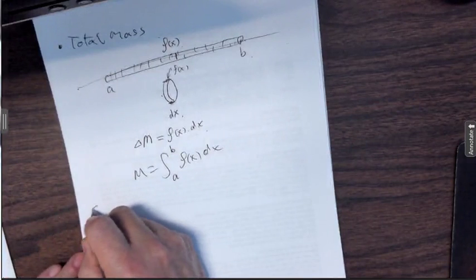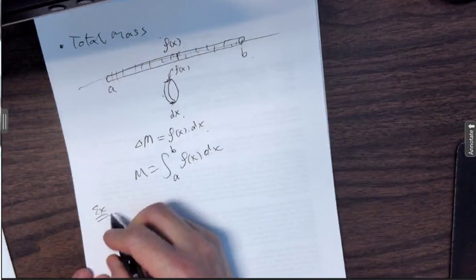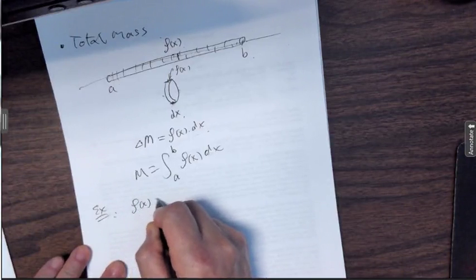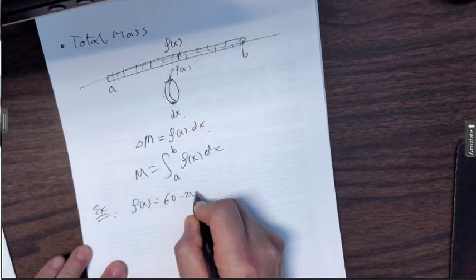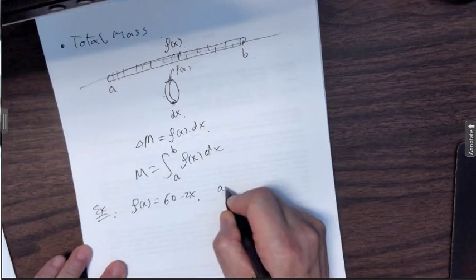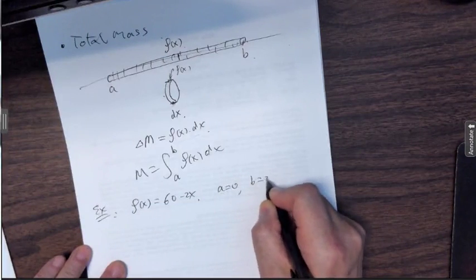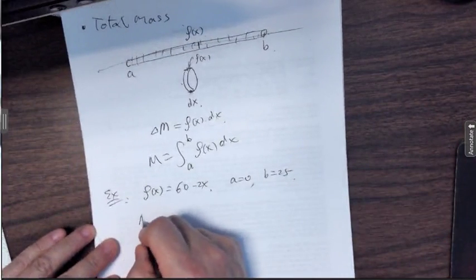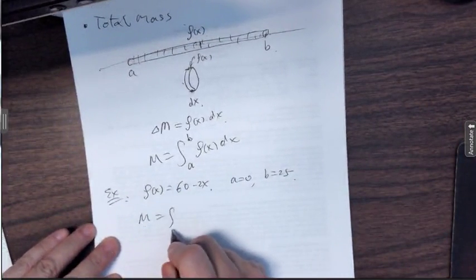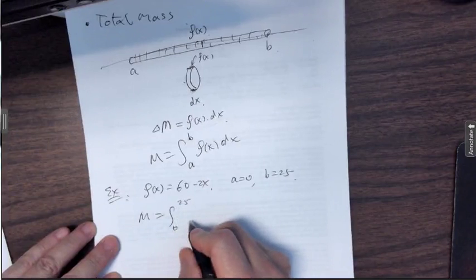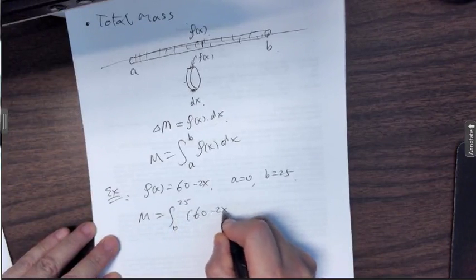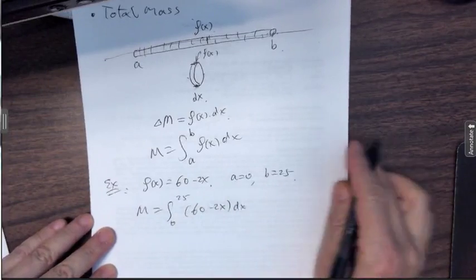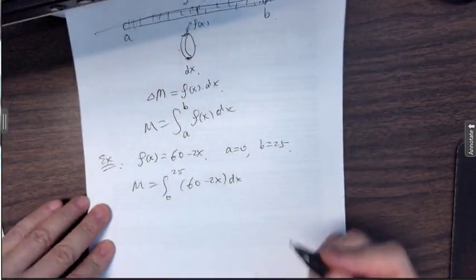Suppose we have a density function 60 minus 2x. The interval is 0 to 25. What's the total mass? The total mass is just a simple integral, from 0 to 25 of the density function rho times the increment dx. This will be the total mass.